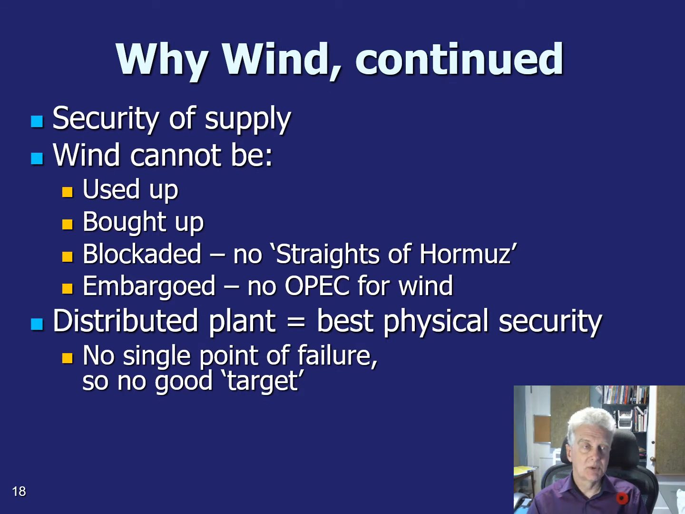So one big strong point for both wind and solar is what we call security of supply. In contrast with fossil fuels, wind can't be used up, it can't be bought out, it can't be blockaded, there's no Straits of Hormuz for the wind, and it can't be embargoed, there's no OPEC for the wind either. And because it's a distributed plant with many, many small production systems, it's ideal for physical security. There's no one point of failure, so there's no real target for people with malicious intentions, sort of like we worry about people attacking a nuclear plant.